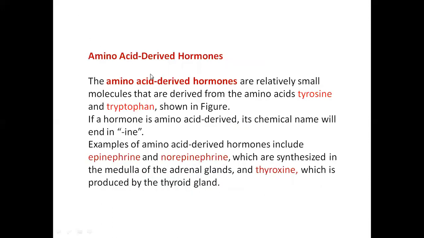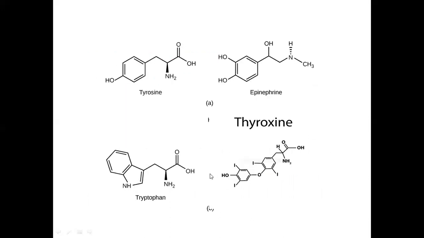Coming to the second category of hormones, we have amino acid-derived hormones. These hormones, since they are derived from two amino acids, that is tyrosine as well as tryptophan, are referred to as amino acid-derived hormones. And the examples include epinephrine and norepinephrine, and these two hormones are released or synthesized by the adrenal glands.